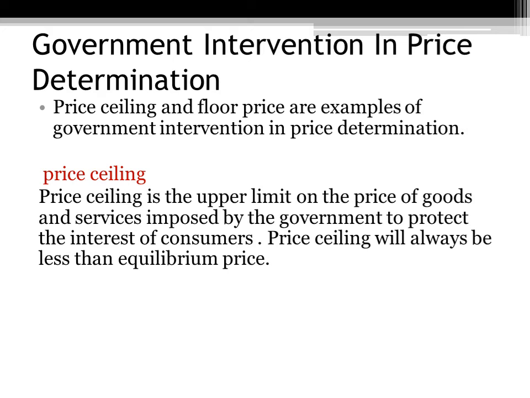What is price ceiling? It is the upper limit on the price of goods and services imposed by the government to protect the interest of consumers. It will always be less than the equilibrium price. So price ceiling means fixing an upper limit on the price of goods and services, which means producers can't sell the goods above that price.